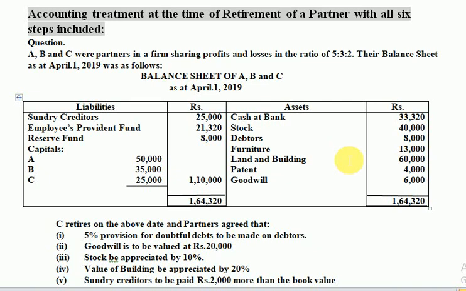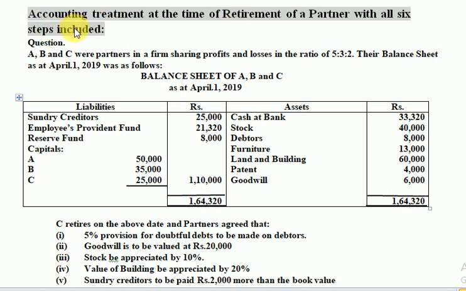Good morning, children. After understanding our first step of change in profit sharing ratio and the second step, accounting treatment of goodwill at the time of retirement of a partner, now today in this class we will study all 6 steps together in a single question. So here is our topic today, accounting treatment at the time of retirement of a partner with all 6 steps included for accounting.